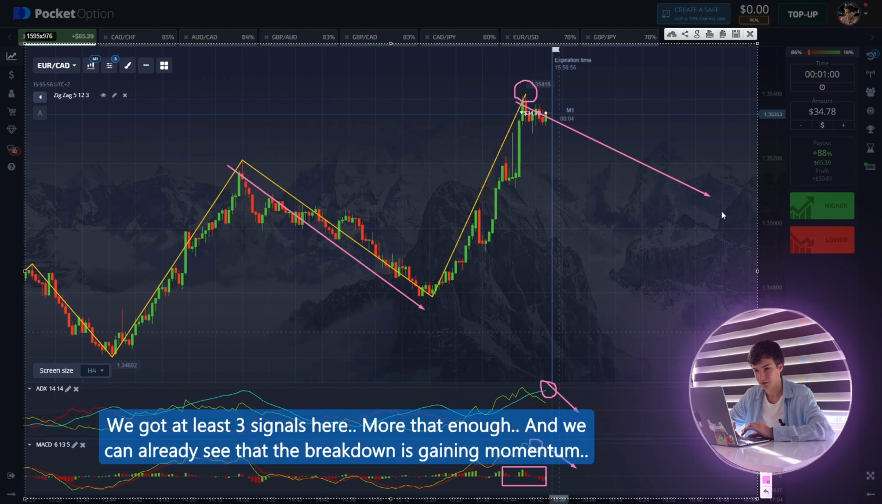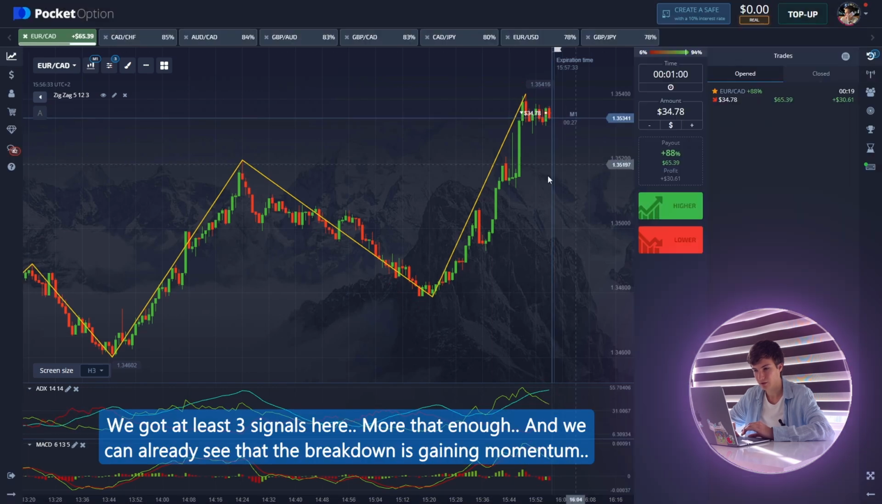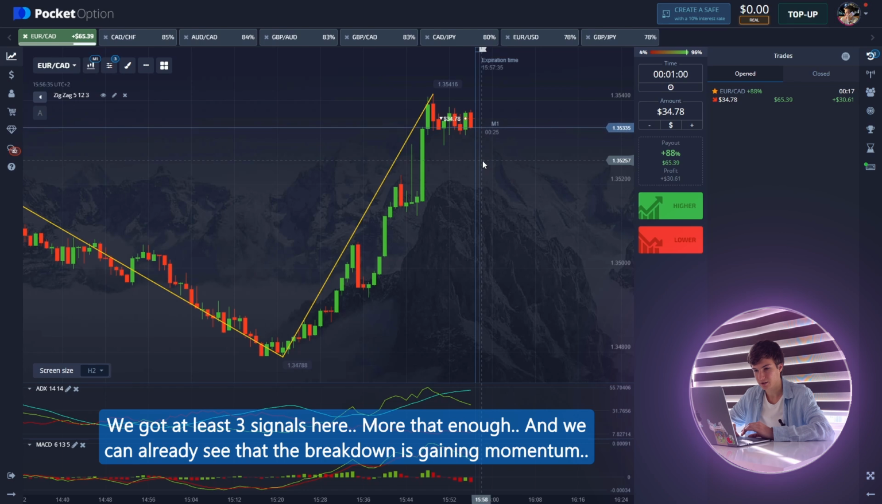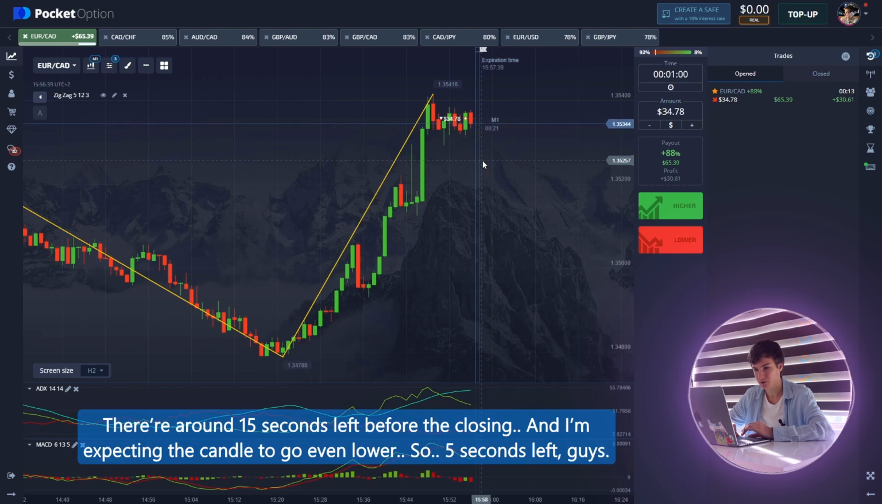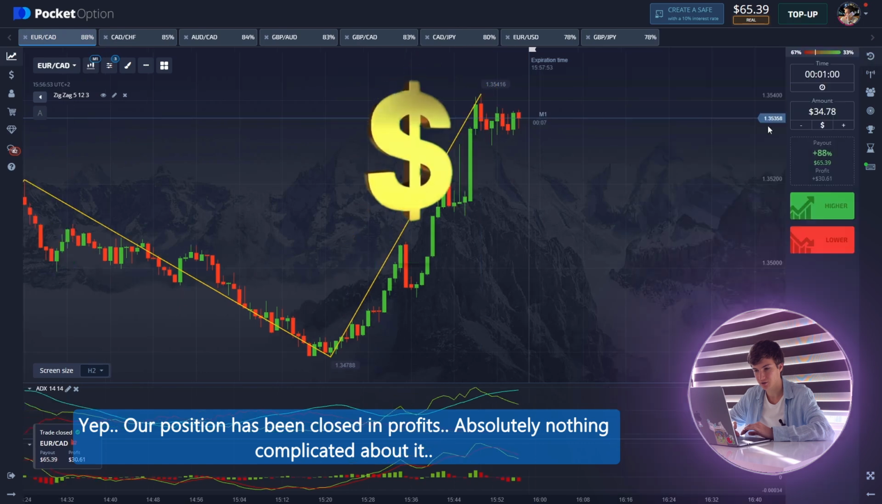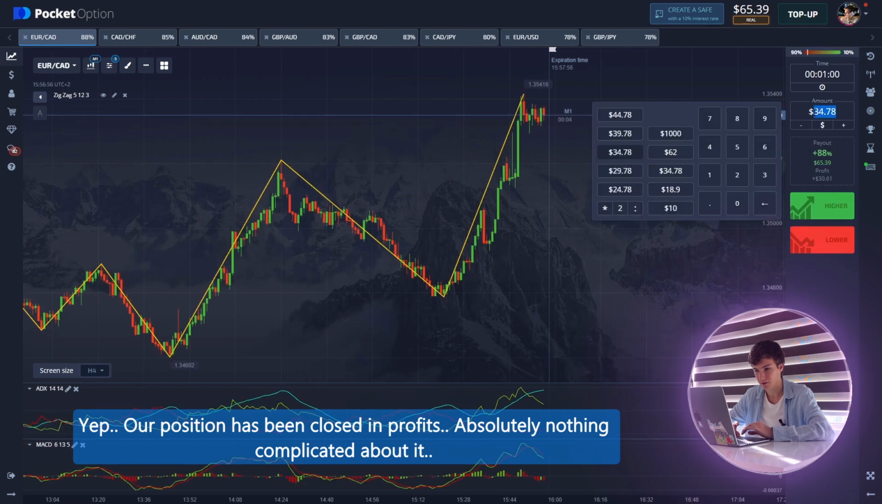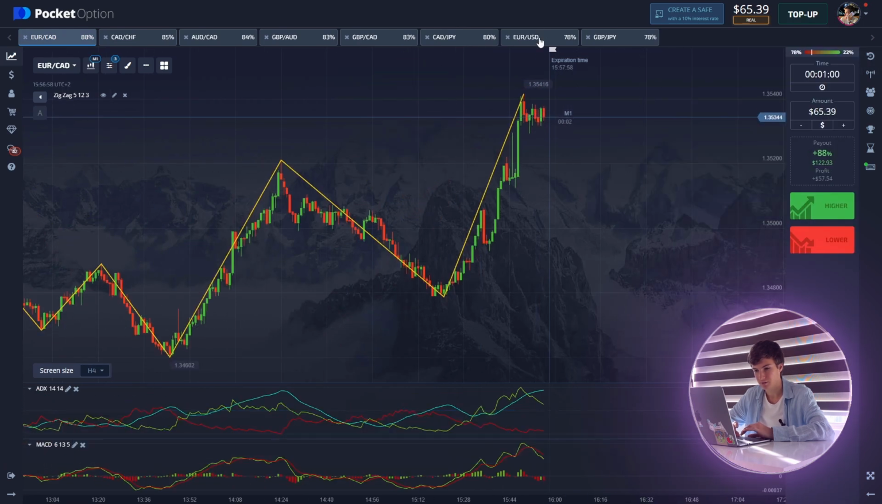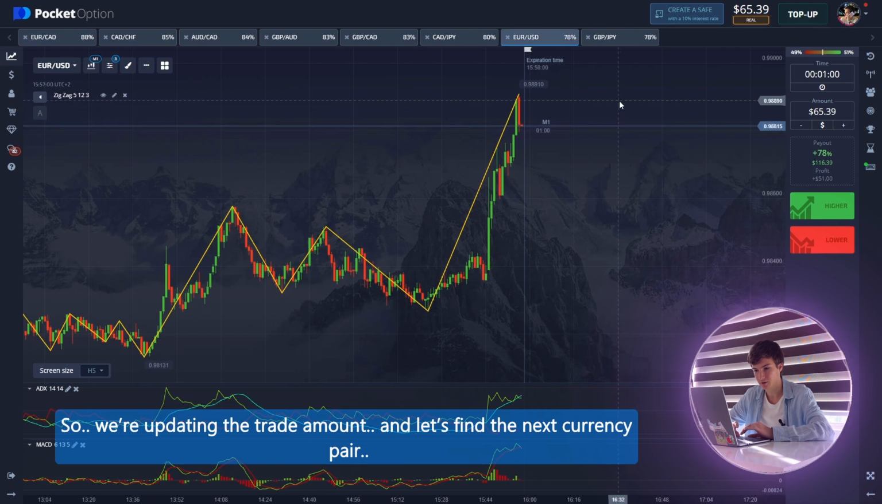We got 3 signals here, more than enough, and we can already see the breakout is gaining momentum. There are around 15 seconds left before the closing, and I'm expecting the candle to go even lower. So 5 seconds, guys. Yep, our position has been closed in profits. Obviously, nothing complicated about it, so we are updating the trade amount, and let's find the next currency pair.